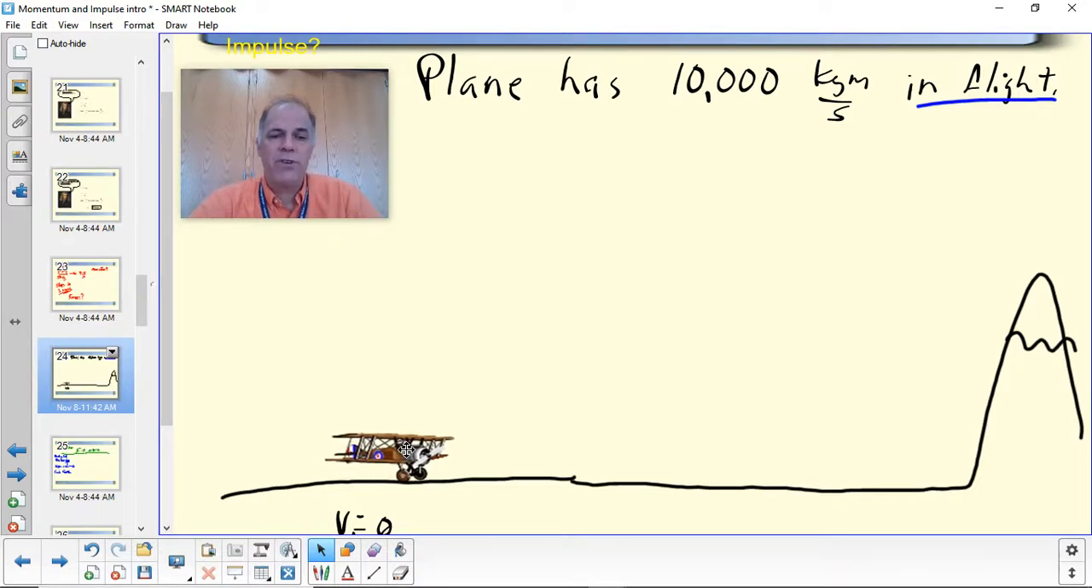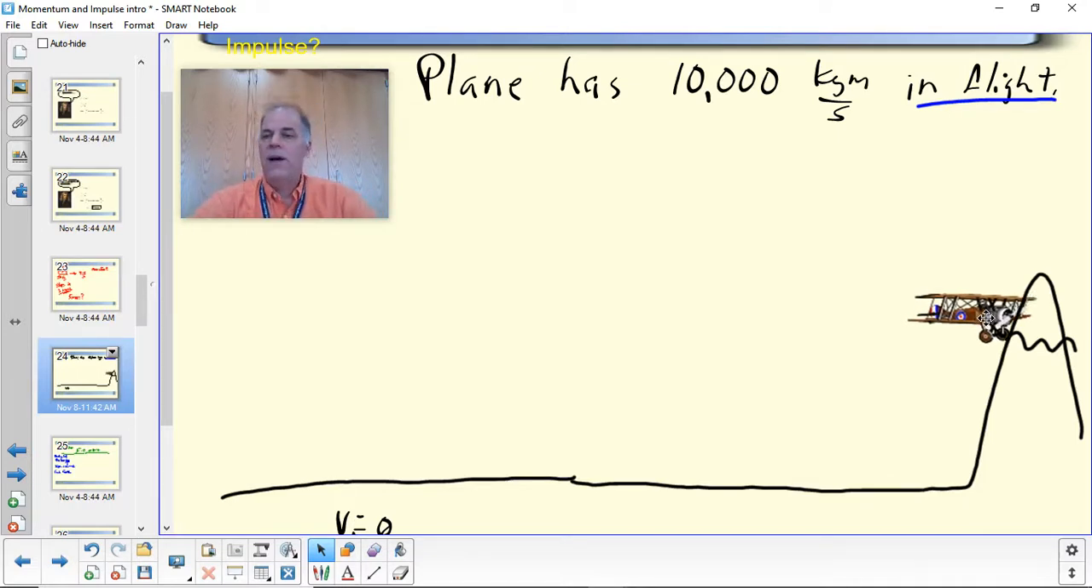It goes faster and faster and faster, and pretty soon it's going fast enough to go flying, and it flies up, and yay, he's flying along, and he's going fast, and he's got 10,000 units of momentum. Fantastic. So we had a small force that lasted for a long time, and it produced this much momentum, 10,000 units of momentum.